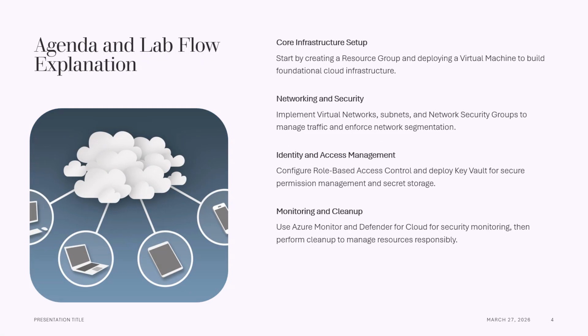Agenda and lab flow explanation. Core infrastructure setup: start by creating a resource group and deploying a virtual machine to build functional cloud infrastructure. Networking and security: implement virtual networks, subnets, and network security groups to manage traffic and enforce network segmentation.